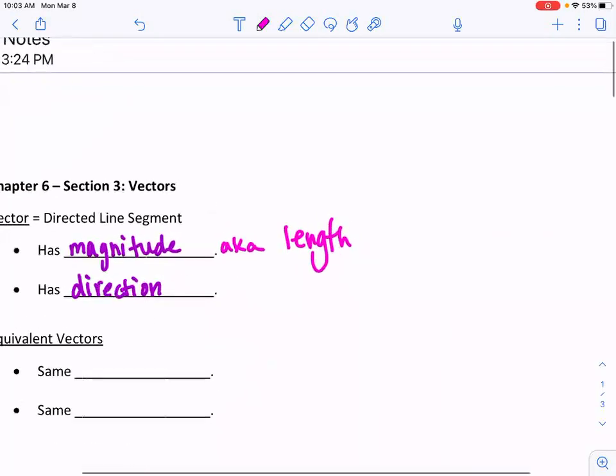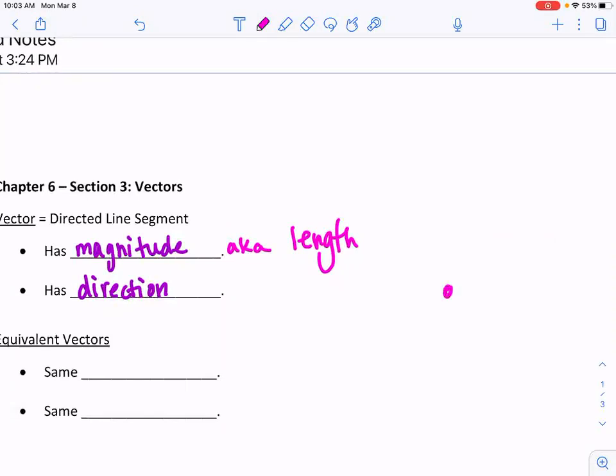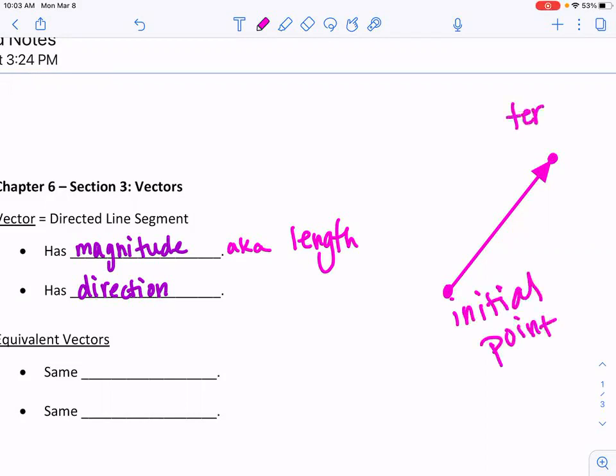Okay, now, if we were to have a vector, it has an initial point and a terminal point. The initial point is where it begins. The terminal point is where it ends. And the terminal point, that's where that arrowhead is.